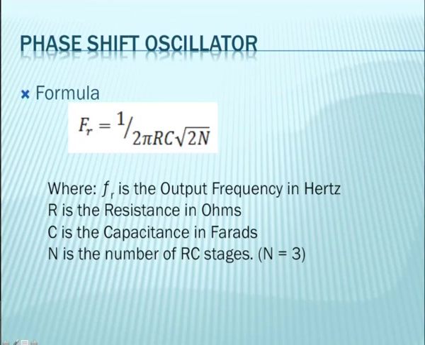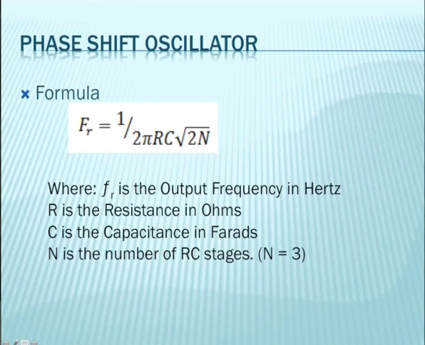Next, phase shift oscillator. This phase shift oscillator formula is 1 by 2 pi RC square root of 2n. This is the formula to calculate the frequency of the phase shift oscillator constructed using transistor.